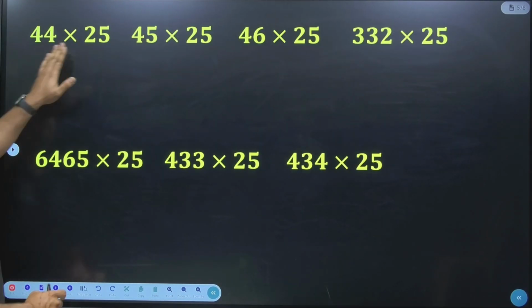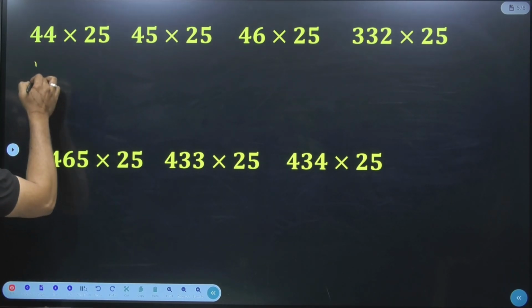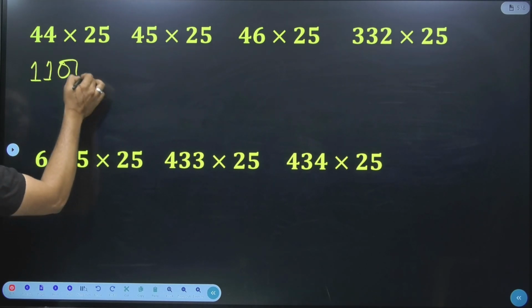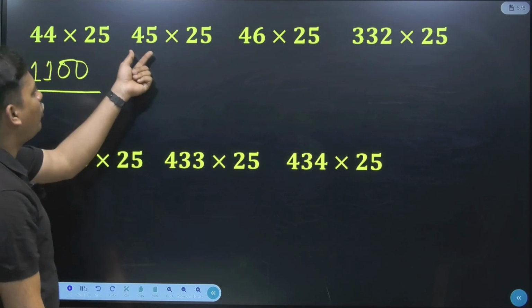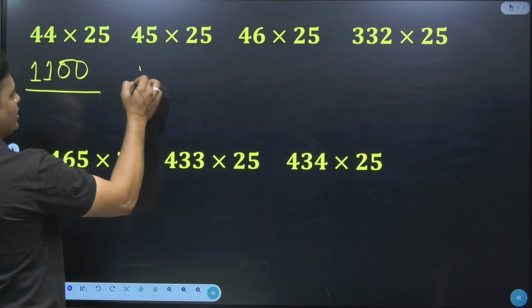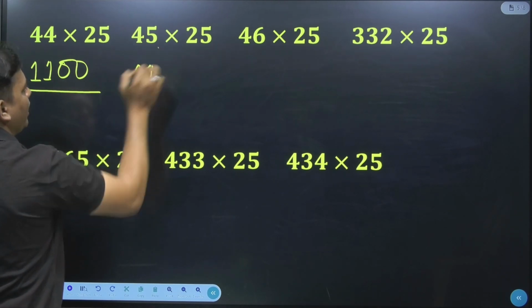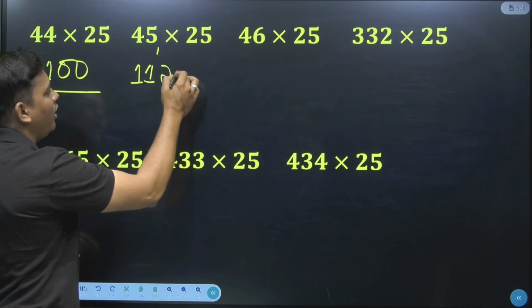Now 44 into 25. I will divide this by 4. 4 ones are 4, 4 ones are 4. No remainder means I will be adding 2 zeros. My answer will be 1100. Okay. Now 45 into 25. 4 ones are 4, 1 is remaining. I will be adding 25. My answer will be 1125.